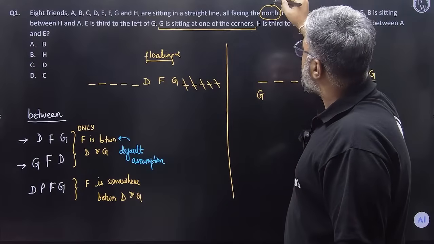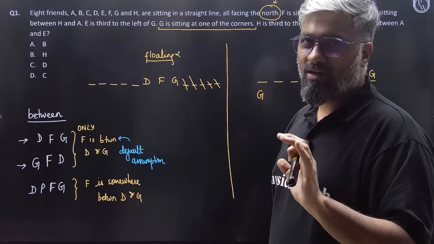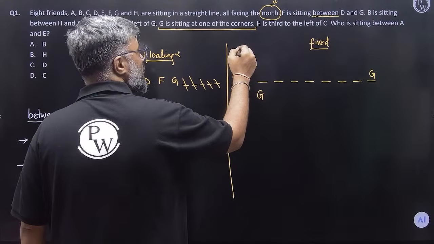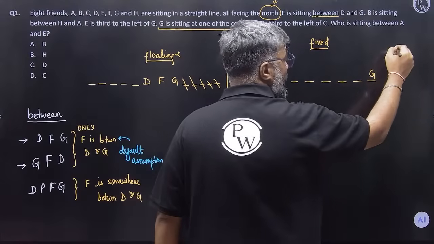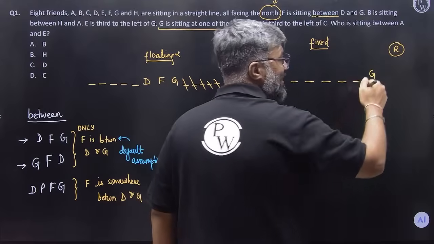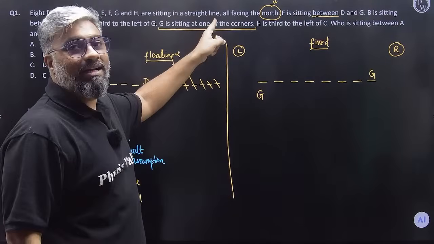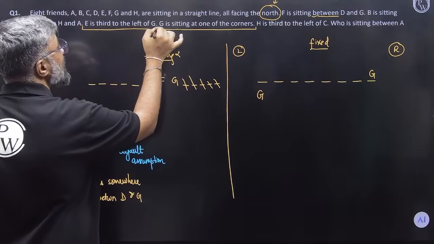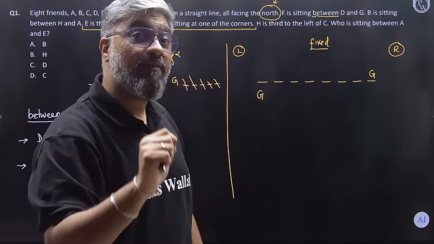Since they are all facing north, I can also establish what is left for everybody and right for everybody, making it a little more easy for me to eliminate cases. So I know that for everybody, this side would be the left side, this direction would be left, and for everybody, this direction would be the right direction, because they are all facing north, right? Now, along with this condition, if I club the other one as well, E is third to the left of G.